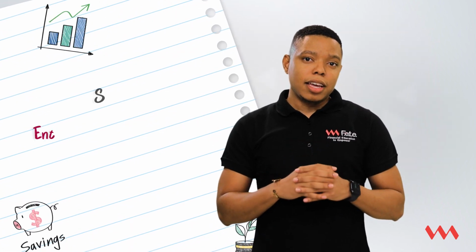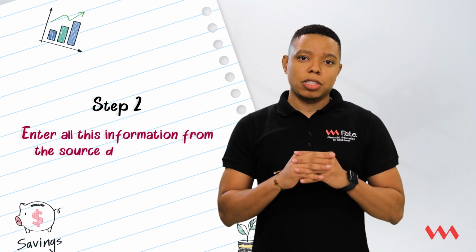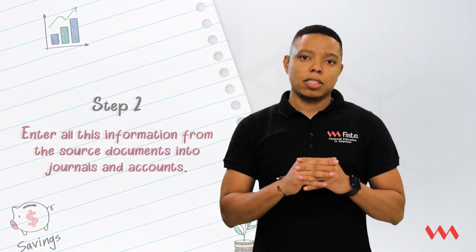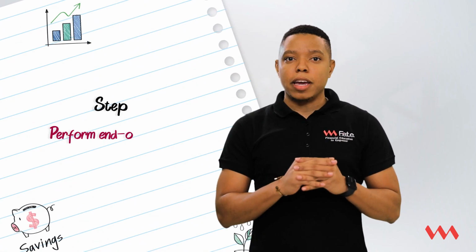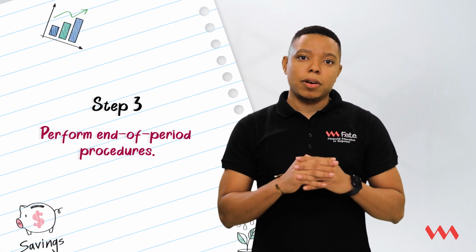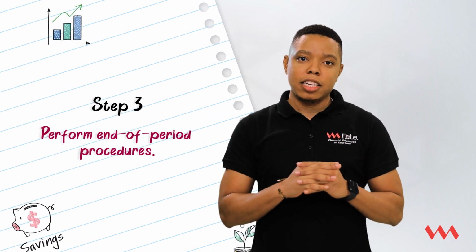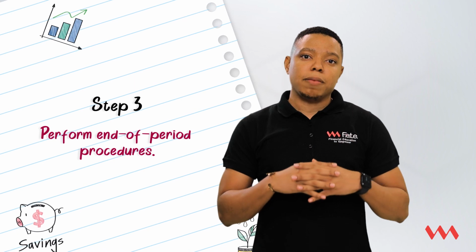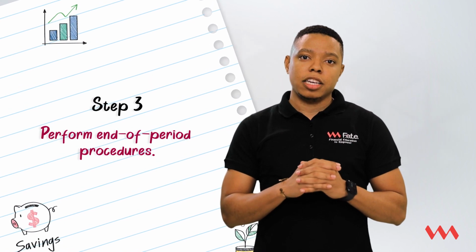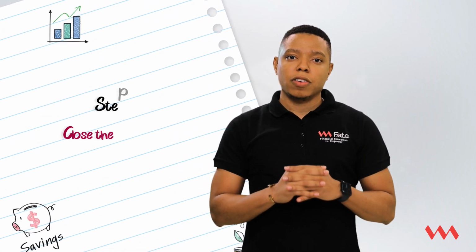Step 2. Enter all this information from the source documents into journals and accounts. Step 3. Perform end-of-period procedures. This means that perhaps at the end of every month, you ensure you have a record of all funds coming in and all your expenses so that you can balance your accounts and perform reconciliations. Reconciliation means you ensure all your records agree. When you check on money coming in and going out at the end of each period, you should be able to account for everything. Step 4. Close the books for that period.